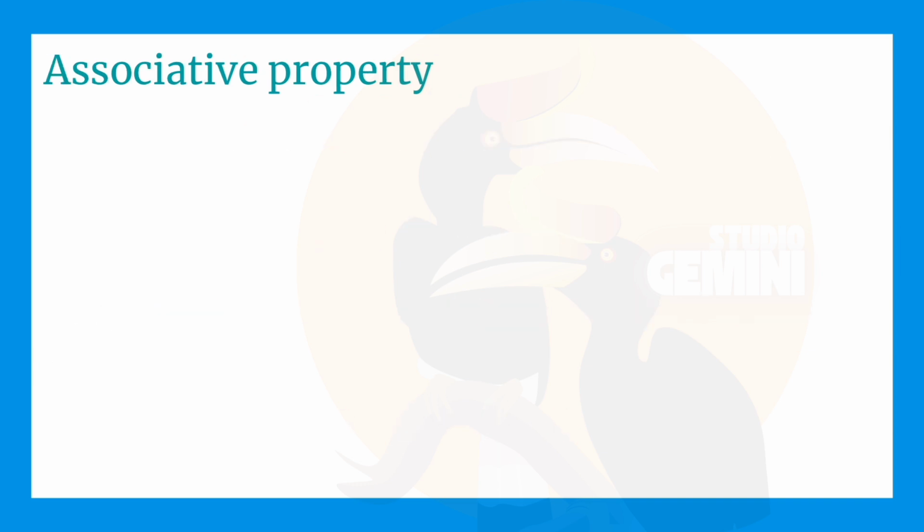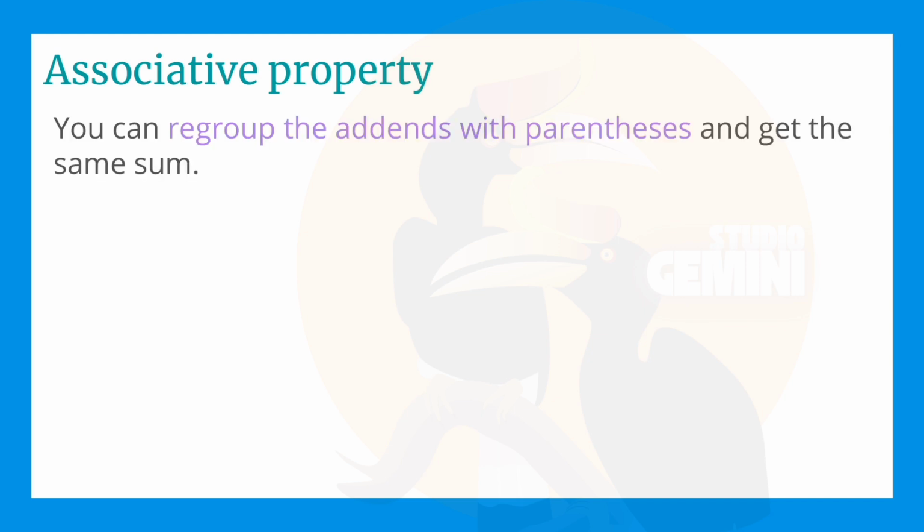Now let's take a look at the associative property. For addition, this tells us we can regroup the addends with parentheses and get the same sum. Let's look at this expression, a plus b plus c. Notice the parentheses have b and c grouped together. I can move the parentheses to group a and b instead, like this. These expressions are equal. This property also applies to multiplication.